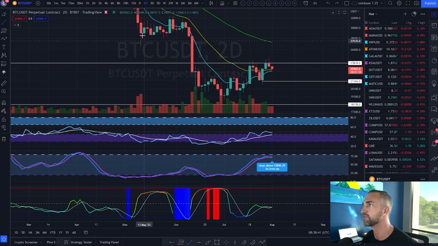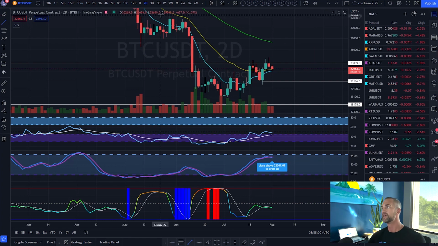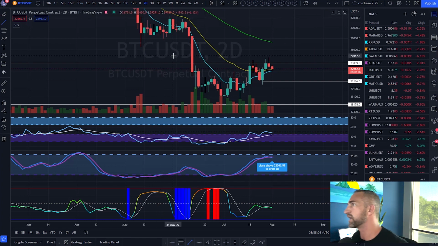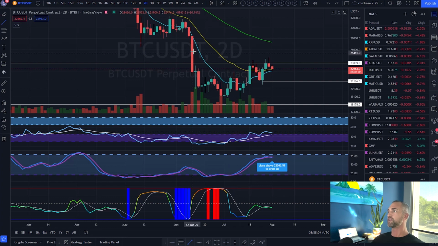Hopefully this is helpful for some people out there. It's helpful for me, so forget about you guys. This is for me so I can see what's going on in the macro picture here.